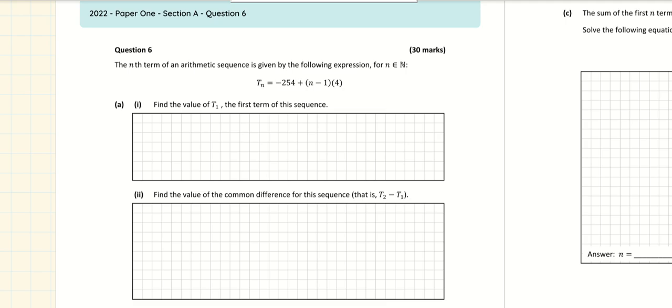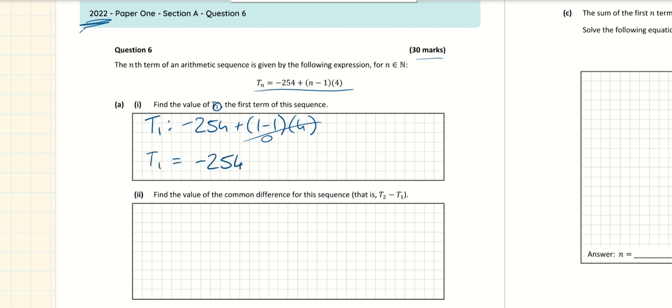Okay, so next is from 2022, again paper 1, and this is a short question, so 30 marks. So theoretically this should take you a maximum of 15 minutes in an exam. You're told the nth term of an arithmetic sequence is given as follows, so Tn is this. Find the value of T1. That just means sub in 1 for n. So minus 254 plus 1 minus 1 times 4. This becomes 0, so they will cancel out. So term 1 is just minus 254.